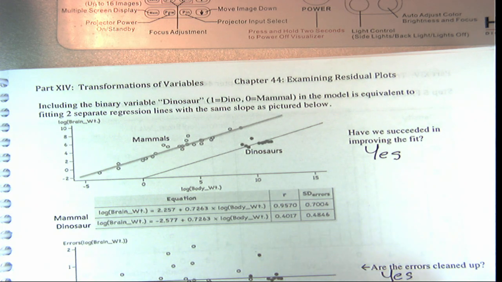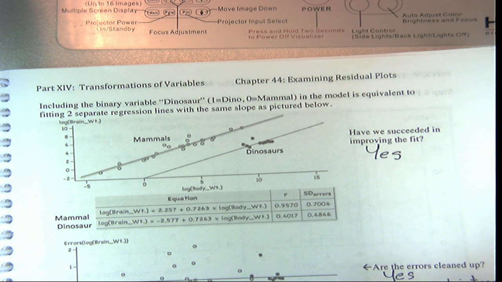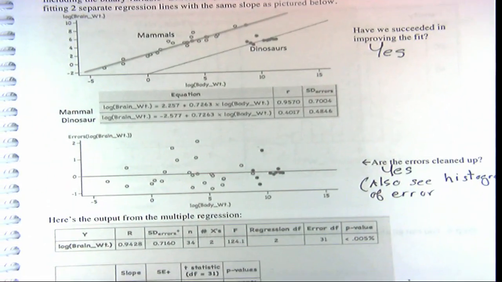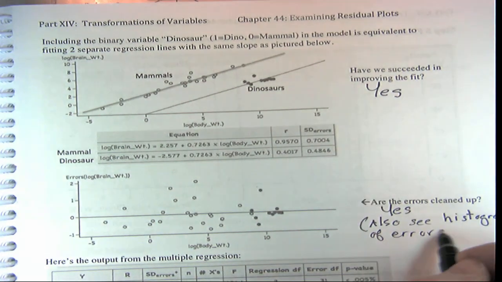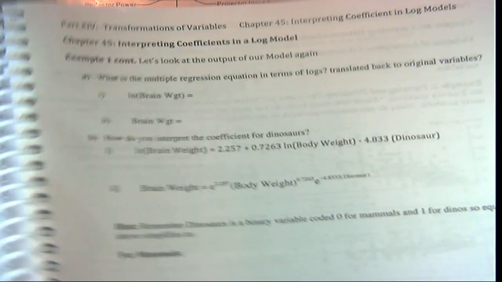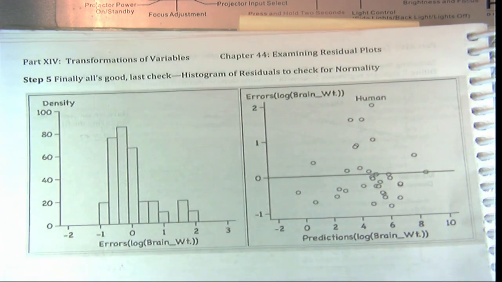Also, remember, we want them to be roughly normal. We're not going to get them exactly normal, but see the histogram of errors on the next page, so you can look at that. That's where I put them, right here. Looks pretty good. Not perfectly normal, but it looks nice.